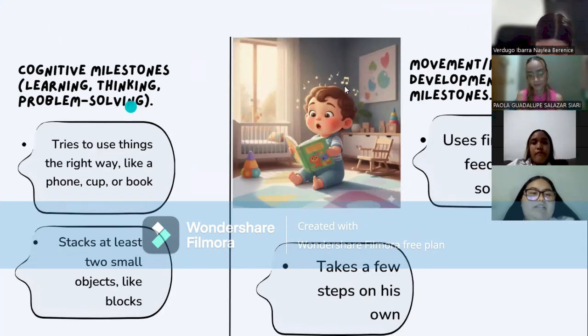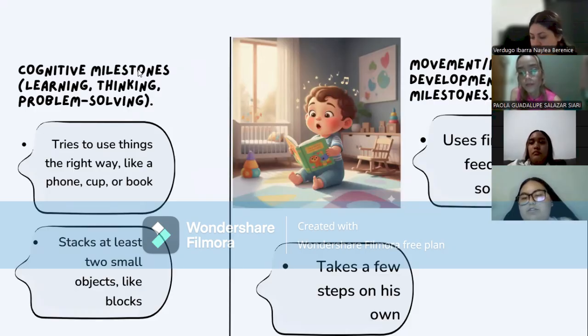Cognitive milestone, learning, thinking, problem solving: tries to use things the right way, like a phone, cup, or book; stacks at least two small objects, like blocks. Movement, physical developmental milestone: uses fingers to feed himself some food; takes a few steps on his own.